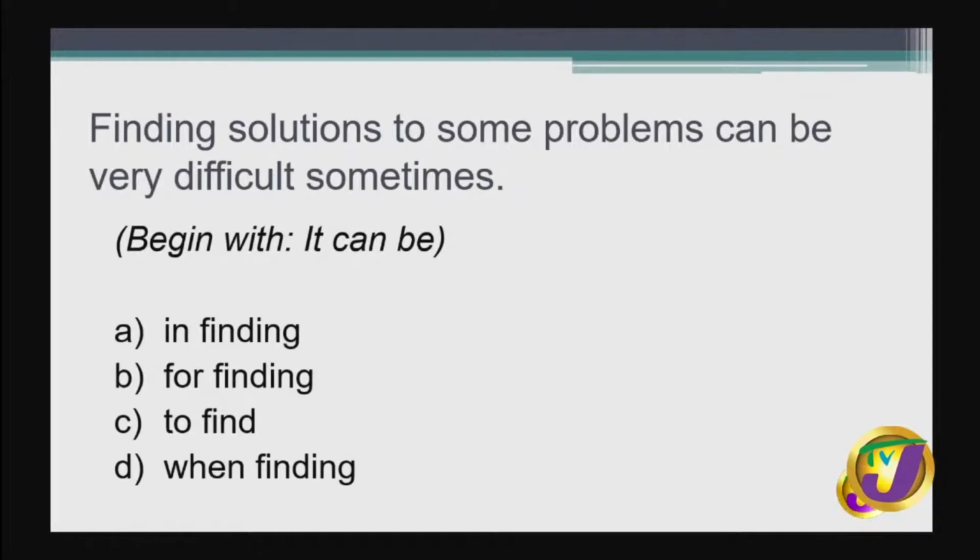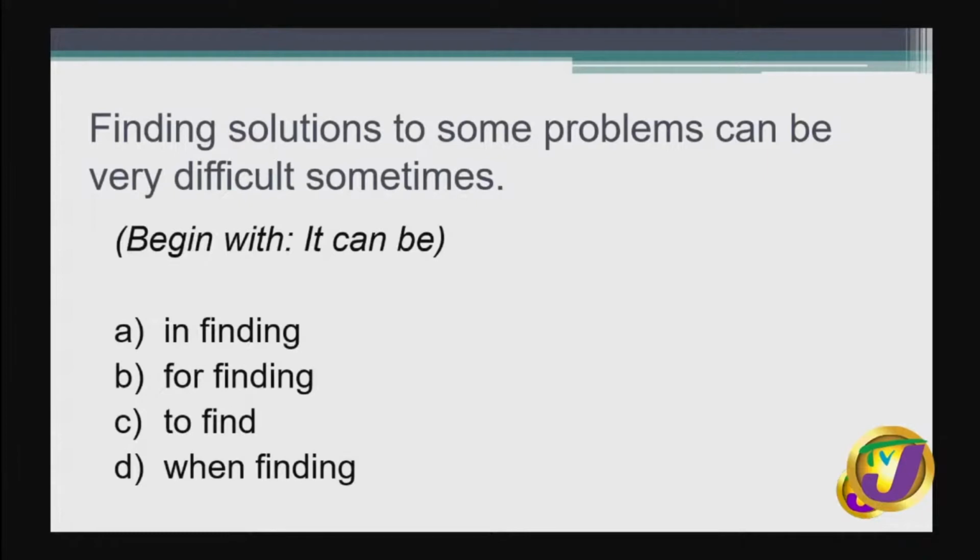Finding solutions to some problems can be very difficult at times. And then you're to start it with "it can be." So it can be what? It can be finding solutions? Or do you put it at, it can be very difficult sometimes? Where would you conclude? So you're going to start your new sentence with "it can be." So naturally, it would say, it can be very difficult sometimes. What would you need to use now to join that segment with the original segment that said finding solutions to some problems?